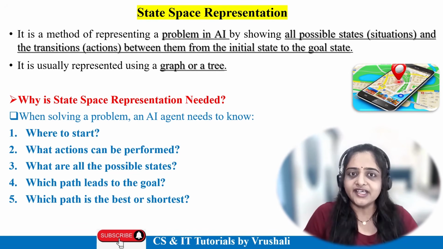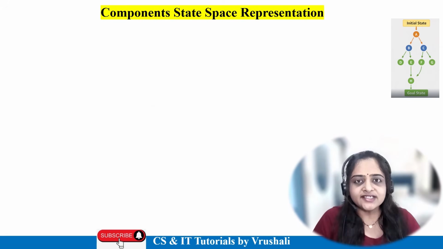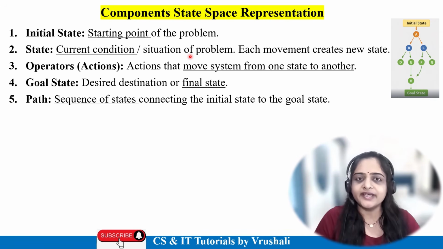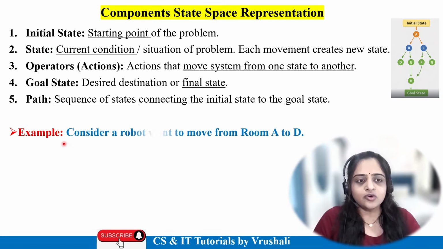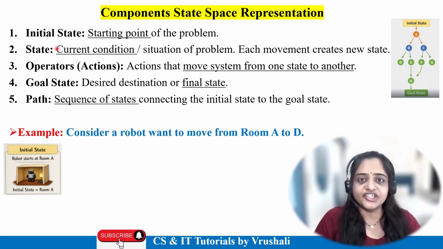Now let's understand with an example. Now let's understand the components of state space representation. We will understand all these five components with a real life example. There are a total of five components of state space: initial state, state, operators meaning action, goal state and path. So let's take an example of a robot, and consider that currently the robot wants to move from room A to room D. Okay.